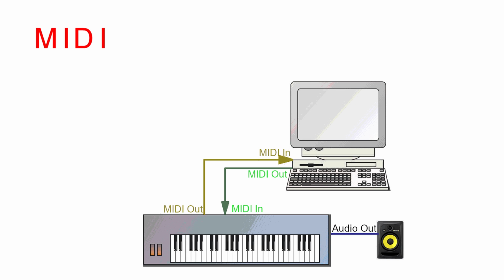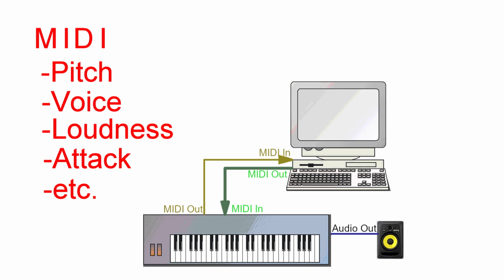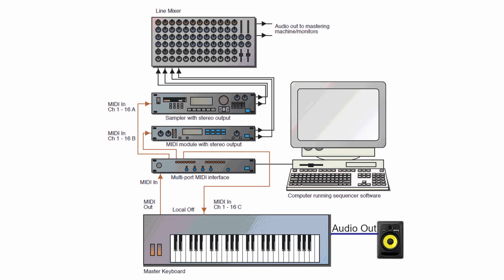How does MIDI work? Musical instructions are transmitted between devices. The instructions include things like the pitch of the note, the voice, the loudness, the attack, and many other parameters. A computer can control a digital keyboard, or a computer can record information from a keyboard. Many other devices, such as drum machines or sequencers, can also be connected. We'll get into those details shortly.